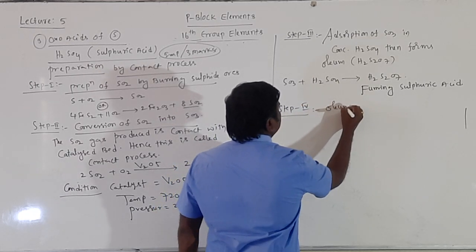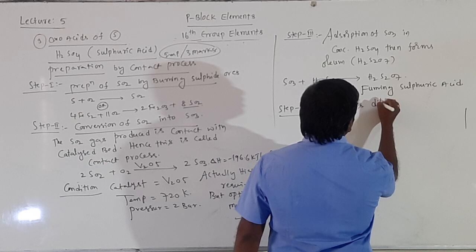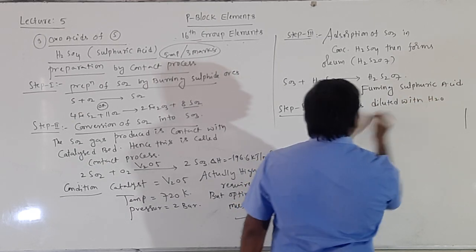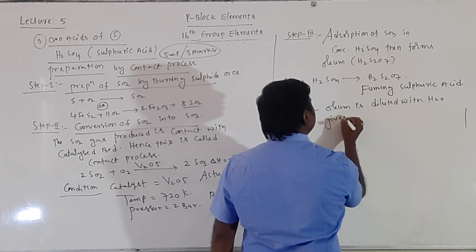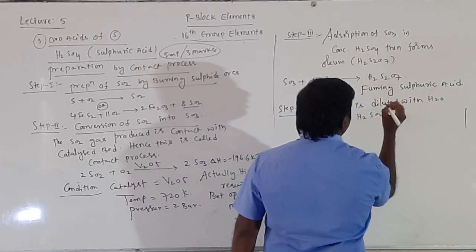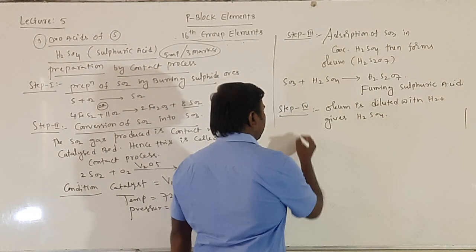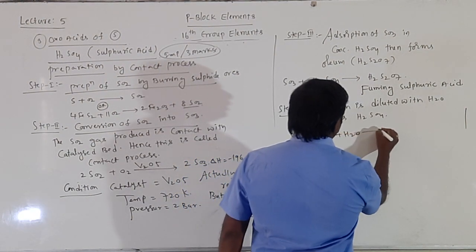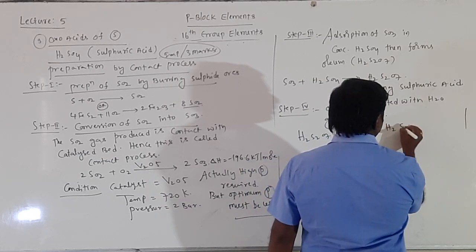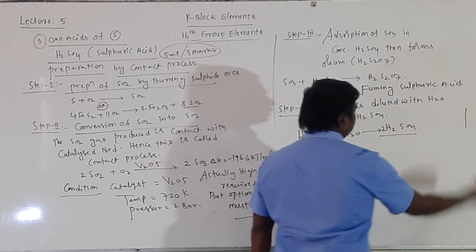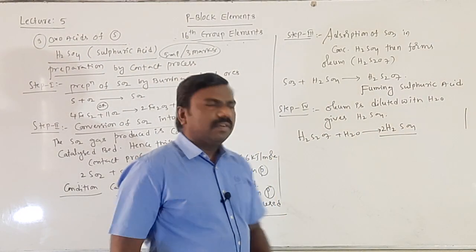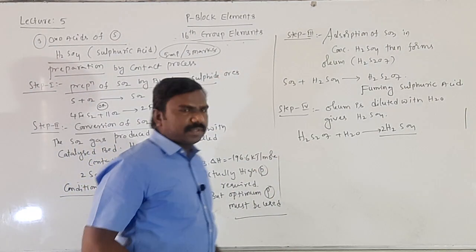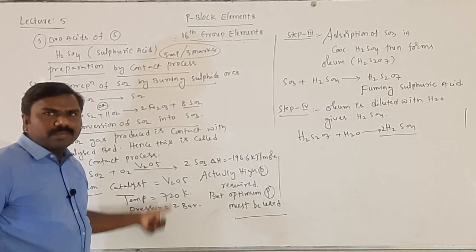Oleum is diluted with water, then gives H2SO4, sulfuric acid. So H2S2O7 plus water then gives rise to 2 moles of H2SO4. Getting 4 steps, 3 marks. 1, 2, 3, 4 steps. So this step is very, very important.